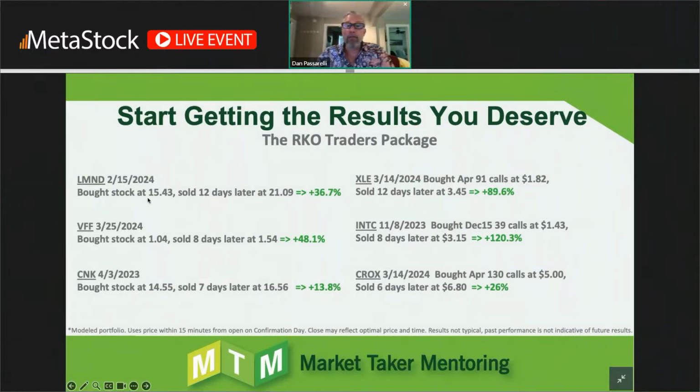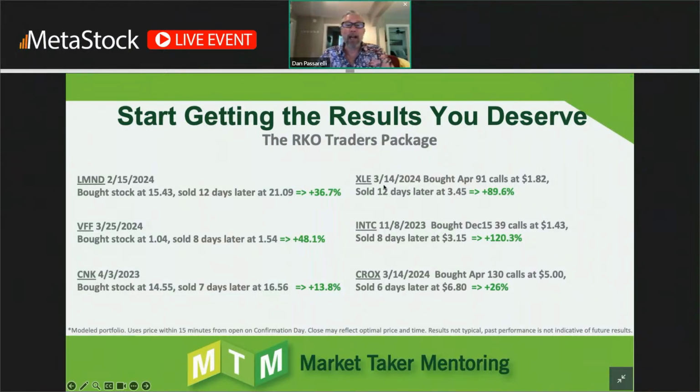Here on February 15th in LMND, Lemonade, a stock trader could have bought the stock at $15.43 and 12 days later sold it up to $21.09. That's a 36.7% profit in 12 days. On March 25th, in VFF, a stock trader could have bought the stock at $1.04 and sold it up to $1.54, locking in a 48.1% profit in just 8 days.